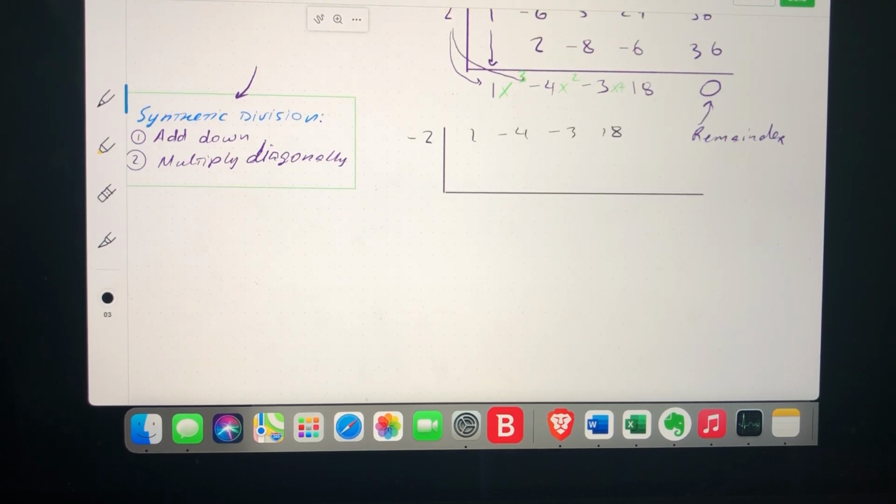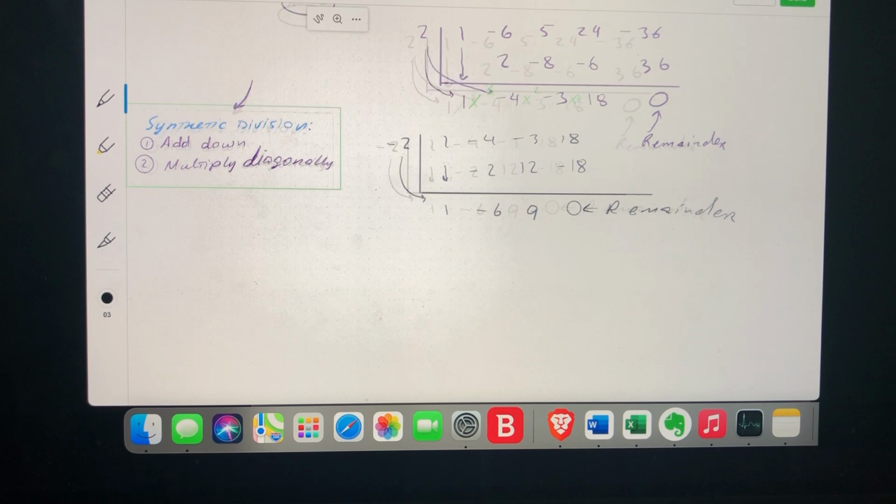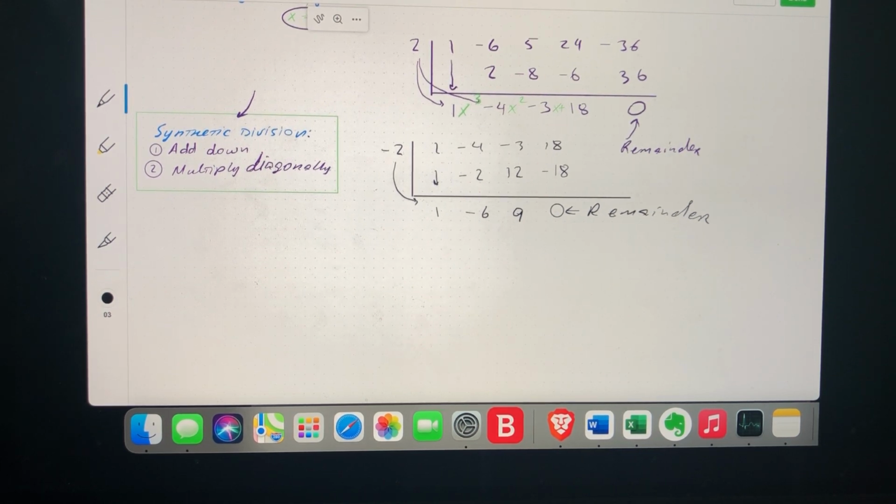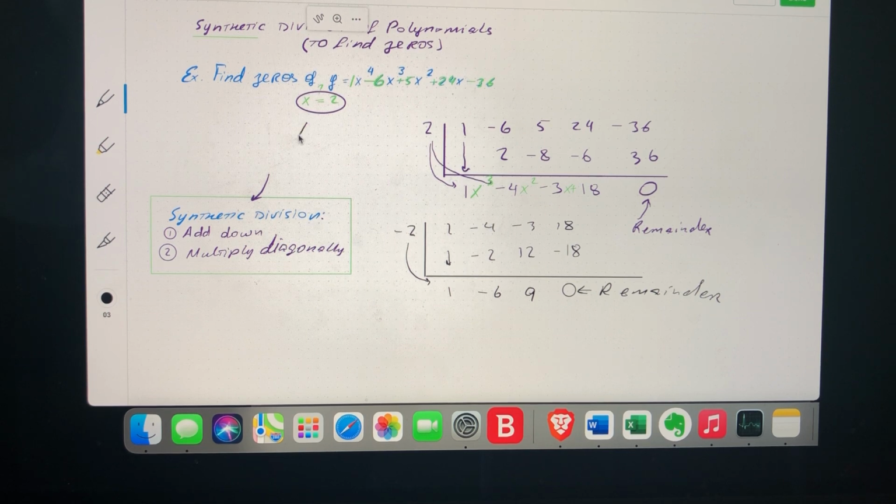So let's do the division by -2. Following the same procedure, we add down. 1 plus nothing is 1. -2 times 1 is -2. -4 plus -2 makes -6. -2 times -6 is positive 12. -3 plus 12 is 9. -2 times 9 is -18. And 0 is the remainder, which proves that x equals -2 is also a solution.